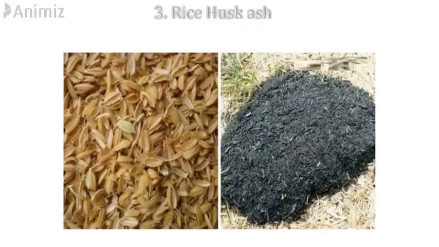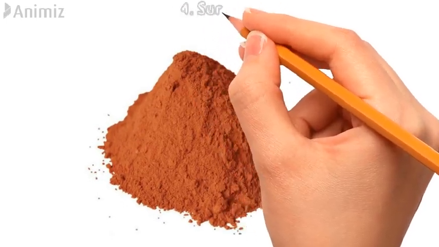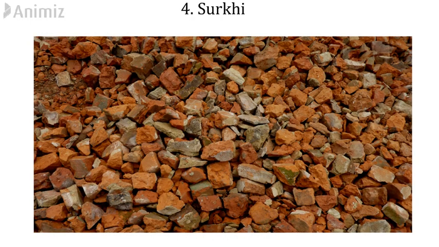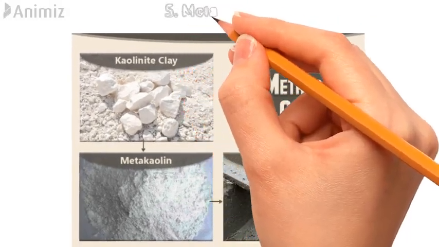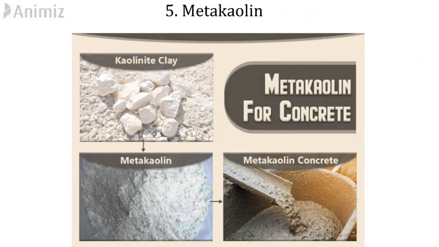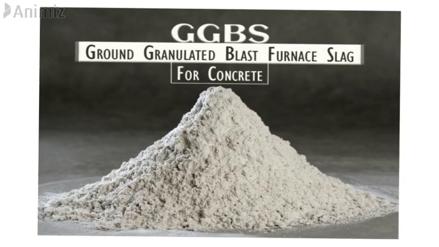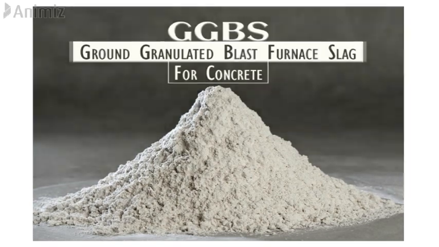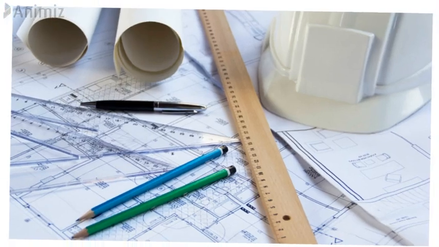Then the rice husk, which is a waste material available in the construction sector, how it can be utilized and save the environment. Then the surki, what are the advantages of surki and how it is produced from the broken bricks. Then we will also target to understand the metakaolin clay which can be used for the production of a concrete with superior quality. And then how can we use the waste material of ground granulated blast furnace slag to produce the concrete with better quality that can help in the construction sector.